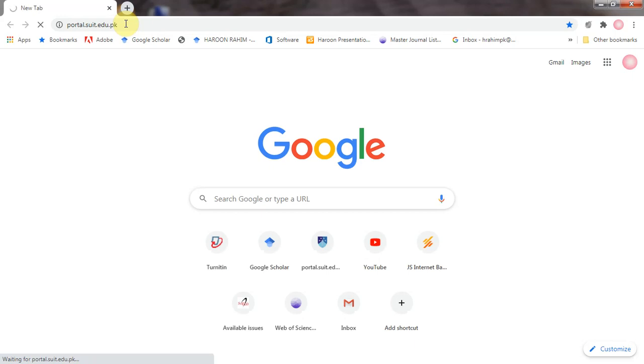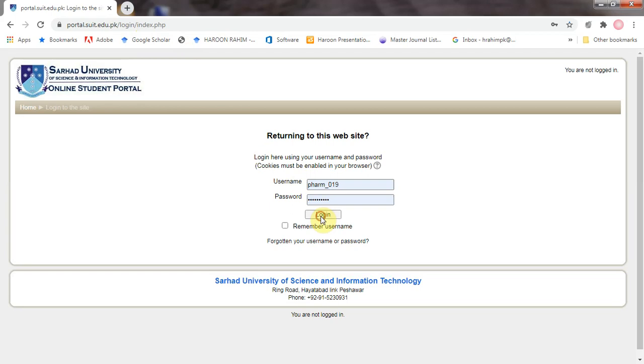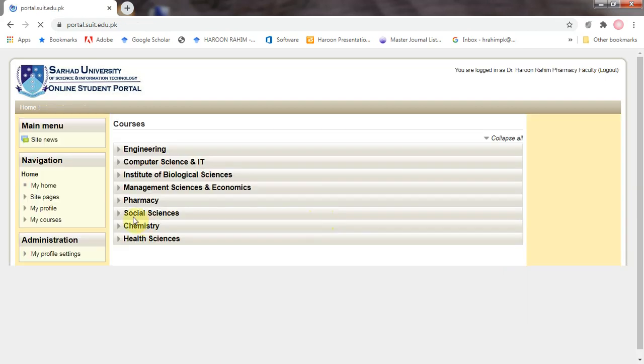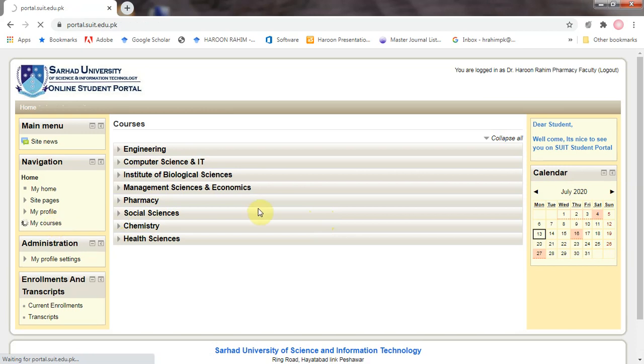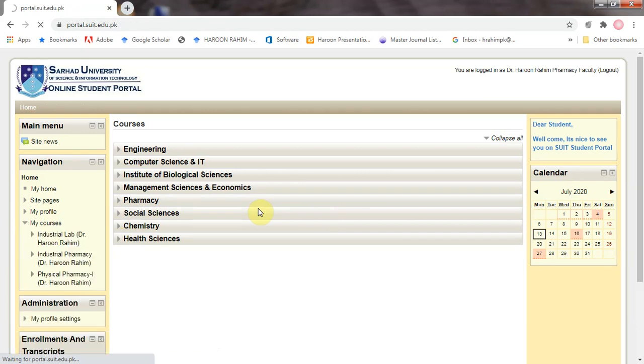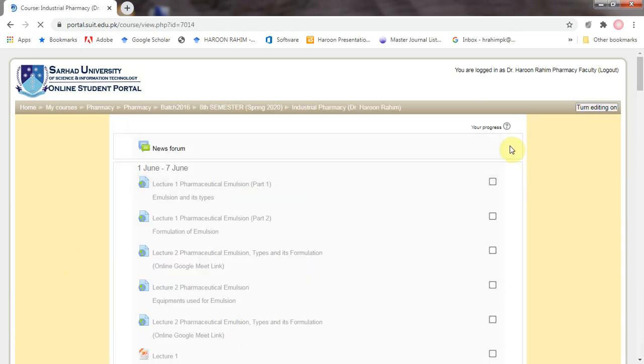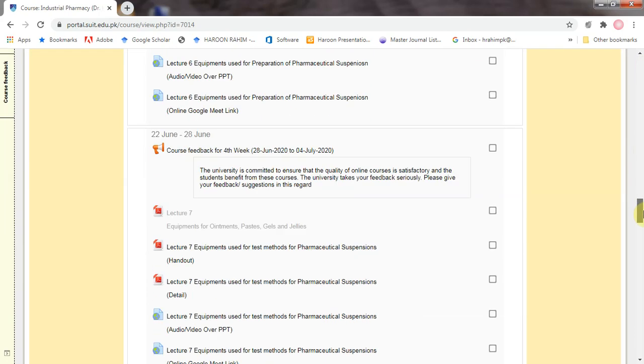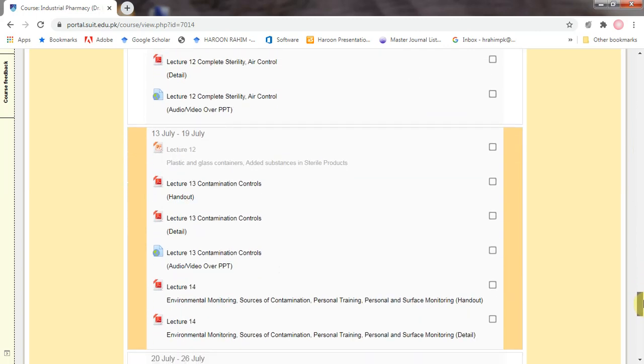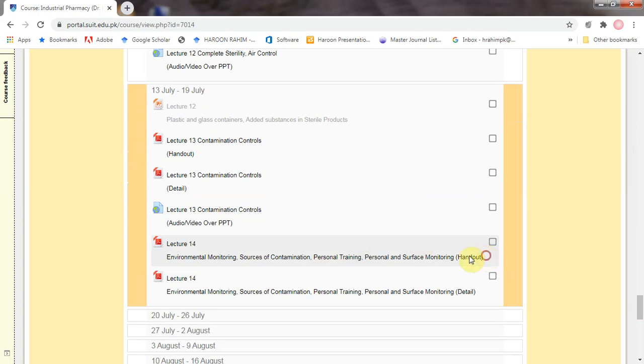If you open the portal by using your ID, you can access the portal, and you will find the lecture, that is the handout, as well as the detail, and similarly the voice over PPT or audio video over PPT, which I have prepared for you, and you can consult this topic as well. And this is a handout, you can see the lecture 14, and this is the detail.